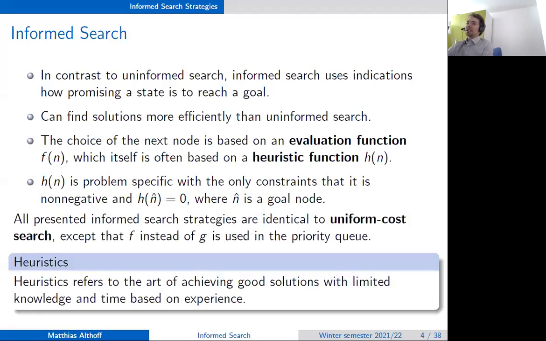In essence, all informed search strategies are uniform cost search techniques, except that the f value instead of the path cost g is used in the priority queue. And for those who don't know what a heuristic is, it just refers to the art of achieving good solutions with limited knowledge and time based on experience. This is also something which you use in everyday life, or when you work as a computer scientist or engineer, you do not always find the optimal solution, but based on experience and knowledge that you have, you would try to find a solution very fast, which already is very good.